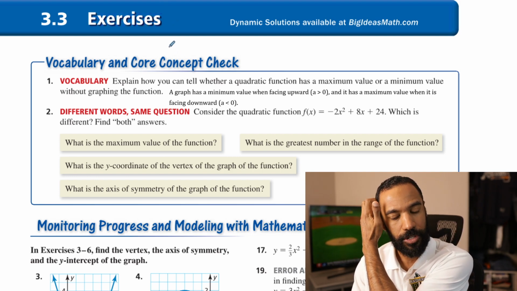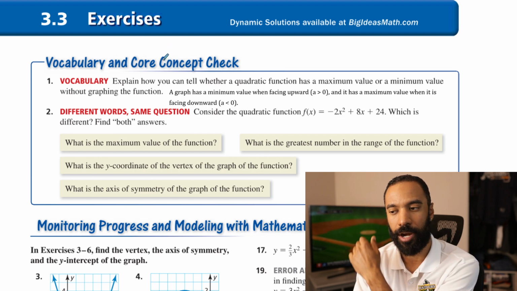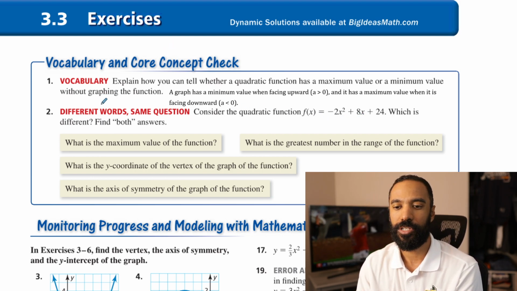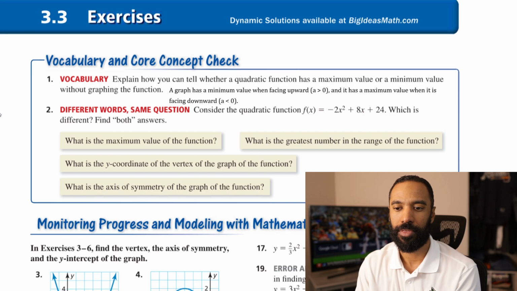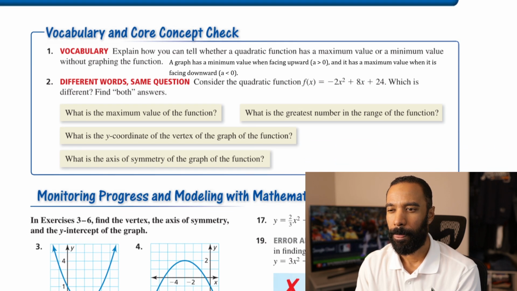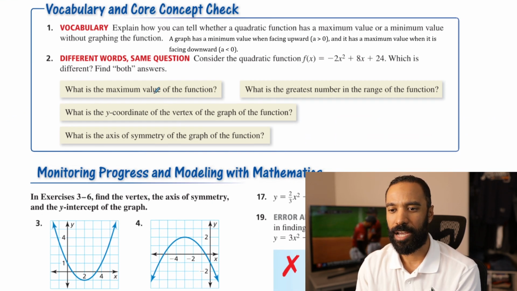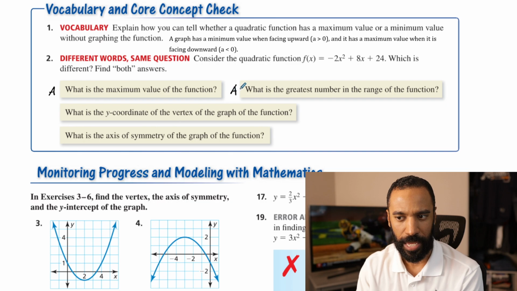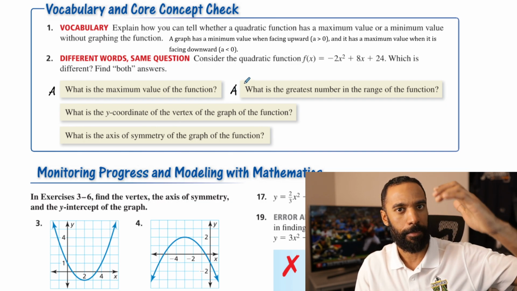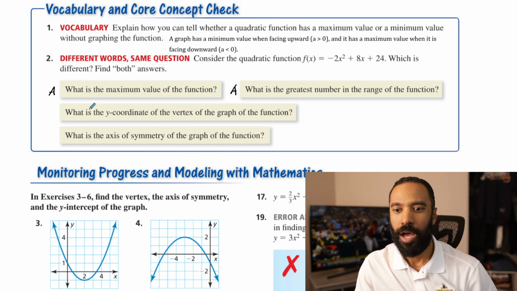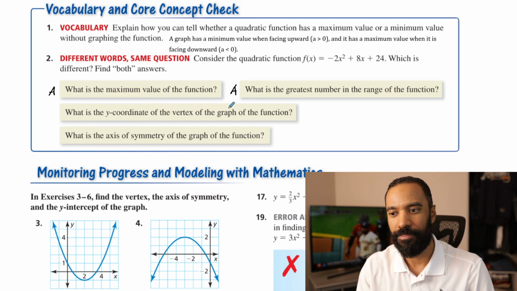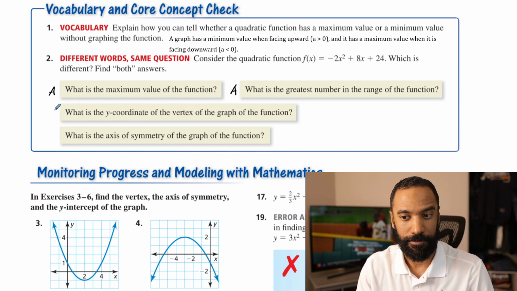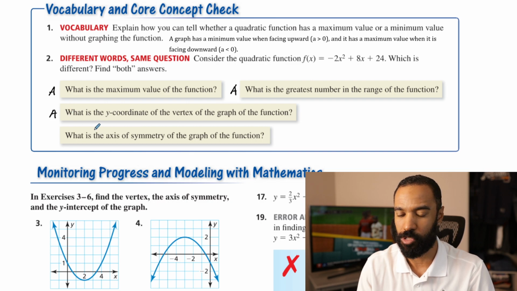Consider the quadratic function f of x equals negative 2x squared plus 8x plus 24. Which is different? Find both answers. What is the maximum value of the function? Let's say that's some a. What is the greatest number in the range of the function? That would also be the same thing, the highest one up there, the maximum value. What is the y-coordinate of the vertex of the graph of the function? Yes, those are all the same, so this must be different.